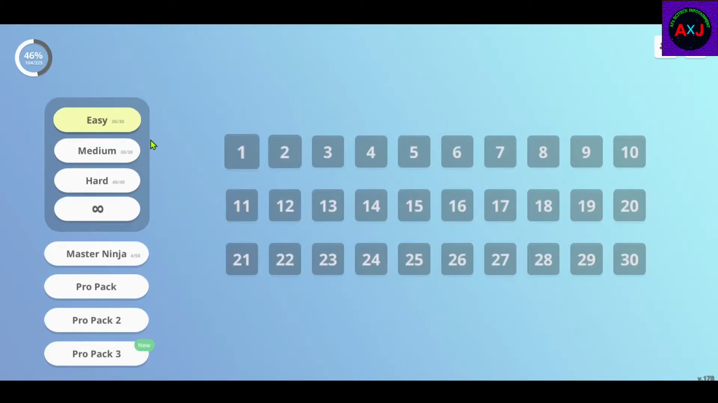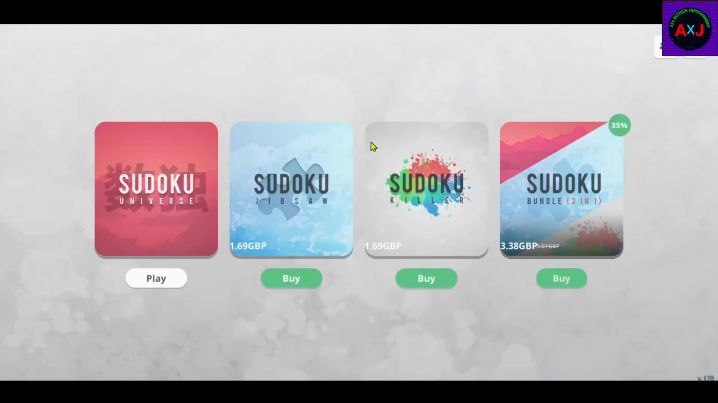It is sometimes available on sale too. You can find it on Steam. Instead of a square, you can have the puzzle in other shapes as well.